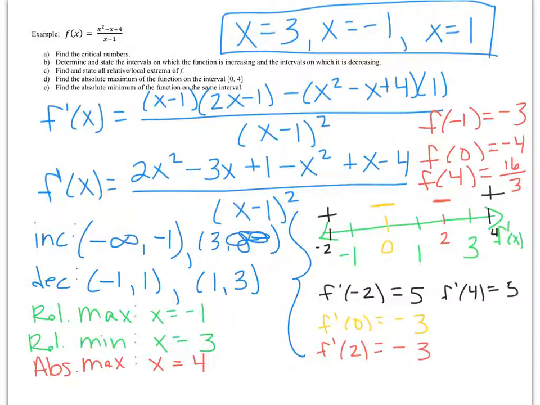If I plug in my 3, because I need to verify that one, right? I didn't look at f of 3. When I plug in my f of 3, 3 squared is 9, 9 minus 3 is 6, 6 plus 4 is 10, 10 over 2 would give me a 5. So even though we know x equals 3 is a relative min, that is not my absolute min. So my absolute min is when x equals 0.